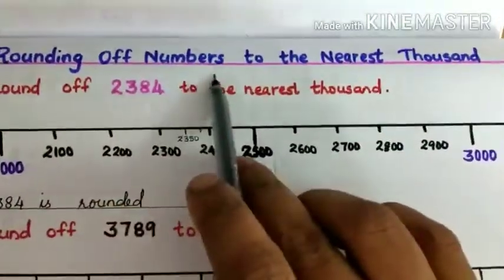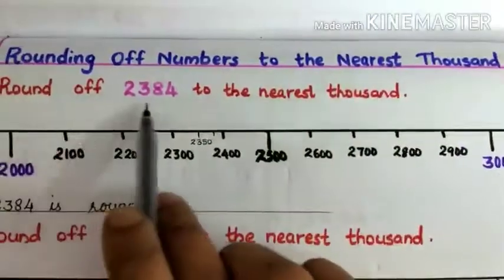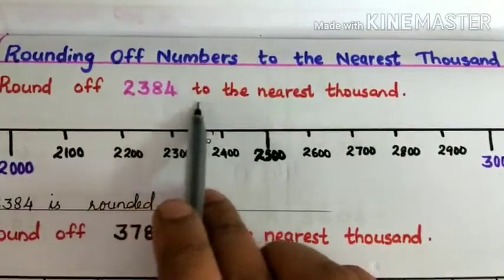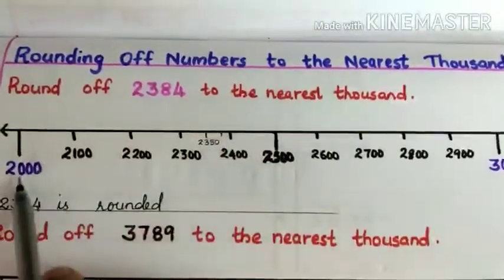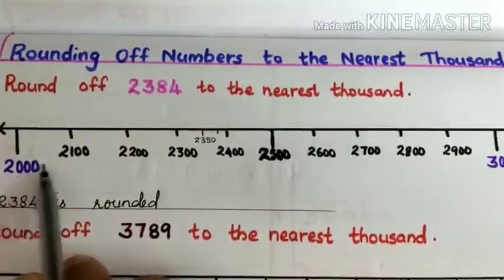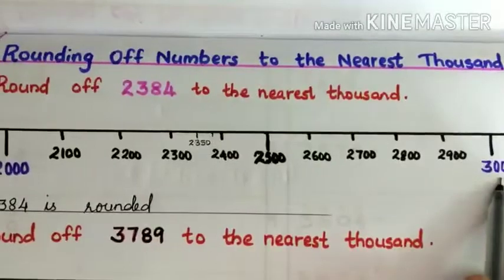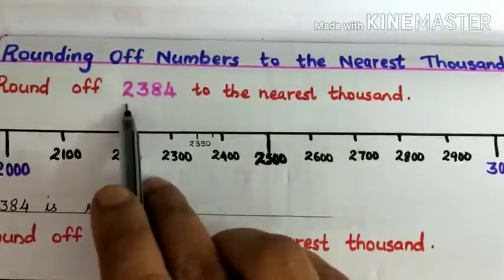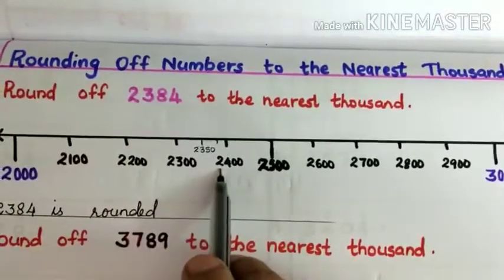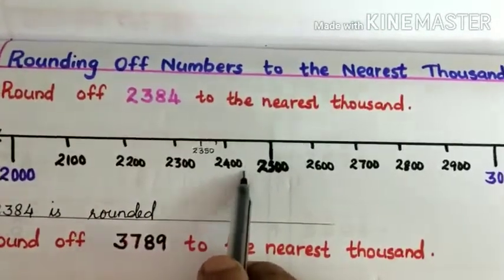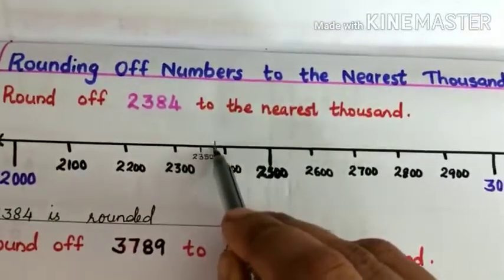Rounding off numbers to the nearest 1000. Round off 2384 to the nearest 1000. Now look at the number line. Starting from 2000, some numbers are written up to 3000. You have to find where 2384 is. It is between 2300 and 2400, almost somewhere here.